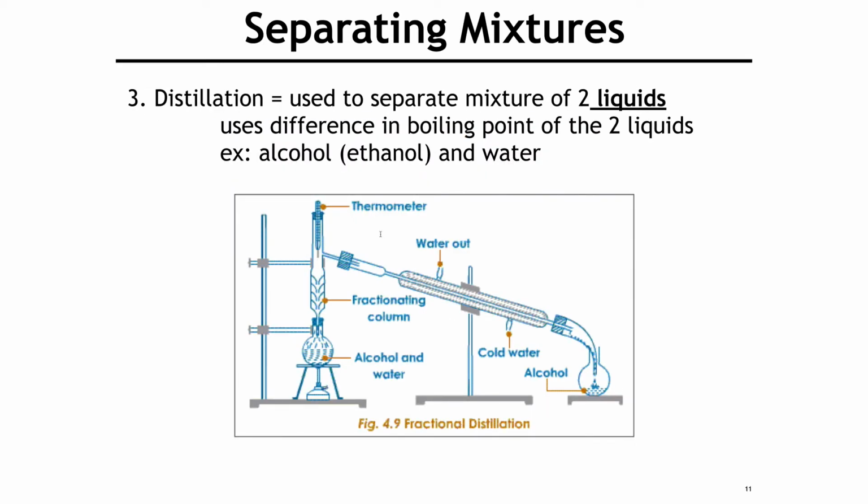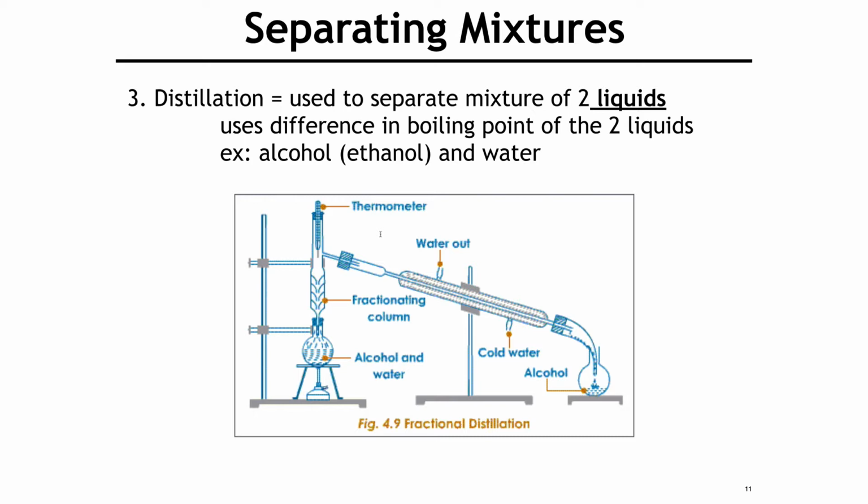And the last one is distillation. That's when you have 2 liquids. If I give you a mixture of apple juice and orange juice, I tell you to separate it. You can't physically pick it apart with your hands. So what we do here is we use a difference in boiling points, meaning the orange juice may boil at 40 degrees and the apple juice may boil at 100 degrees.